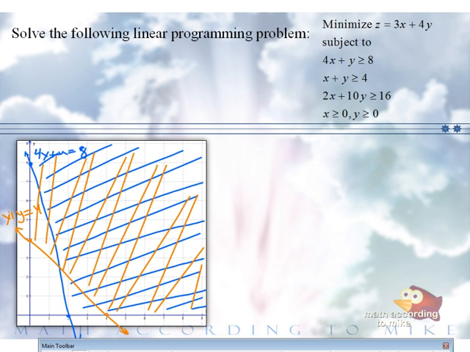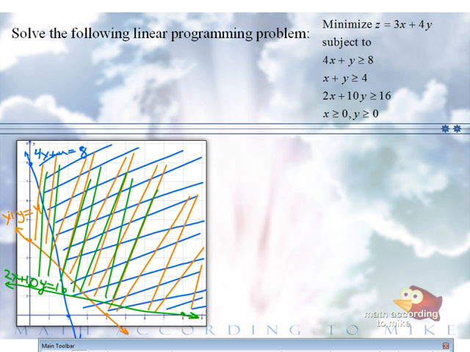All right, the last one, 2x plus 10y equals 16, has an x-intercept of 8 and a y-intercept of 1.6, because that's 16 divided by 10. Are we shading above or below that line? Above. Again, do not always assume it's going to be above when it's greater than or equal to. You need to do your test point each and every time.